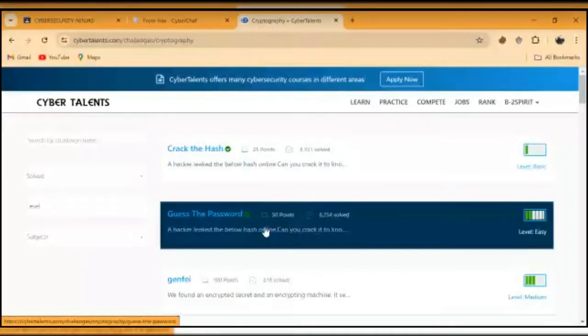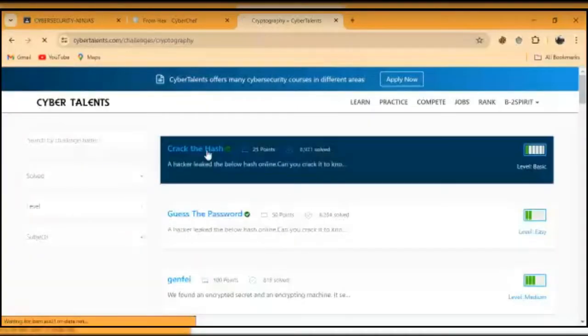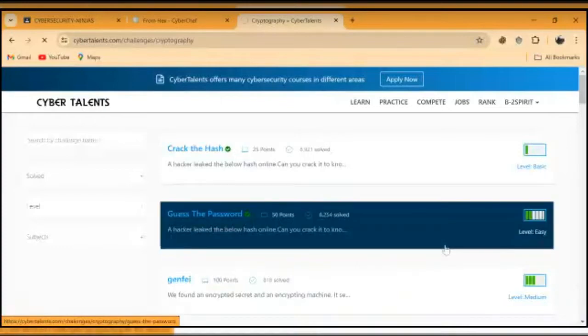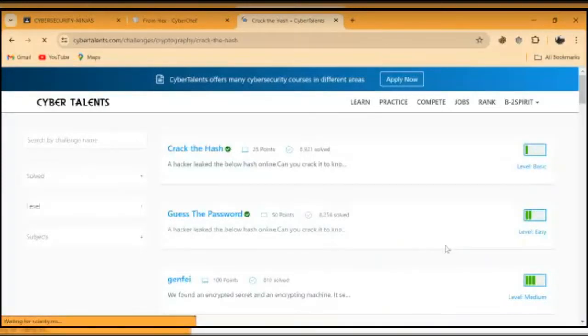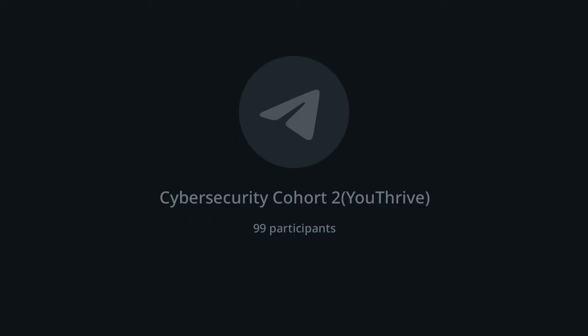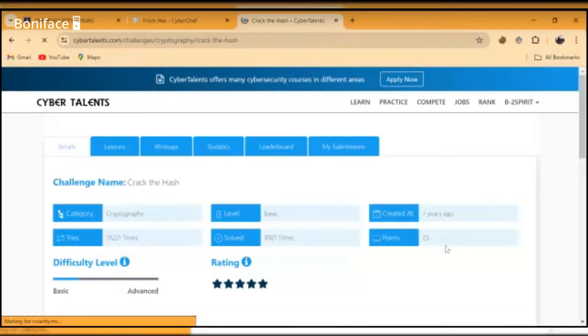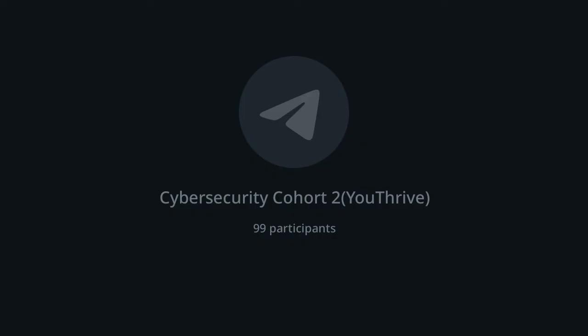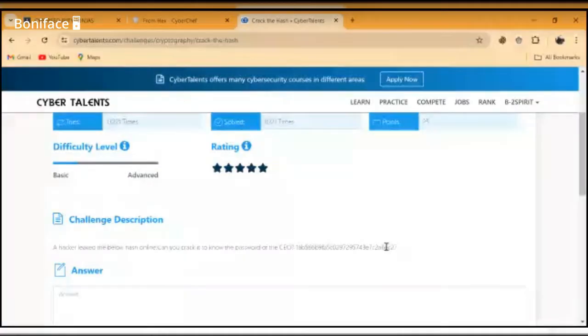So let's start with the first one. It's telling us to crack the hash. Crack the hash. Now it says: crack the hash. A hacker leaked the below hash online. Can you crack it to know the password of the CEO?